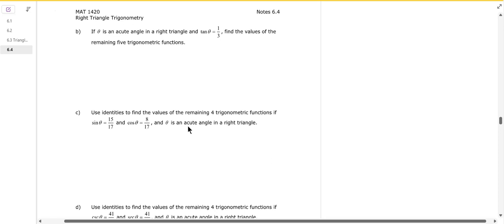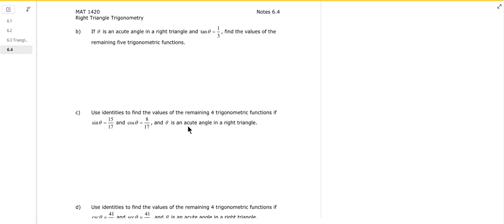This one says, and part B says, if theta is an acute angle in a right triangle, and tangent theta is 1/3, we're going to find the values of the remaining 5 trig functions. So a good place to start is the cotangent of theta is equal to 1 over the tangent of theta. So the cotangent of theta would then be 1 over 1/3, and you can do the reciprocal of that. So the cotangent of theta would just be equal to 3. Again, you don't have to write anything on your paper. You can just do that in your head.